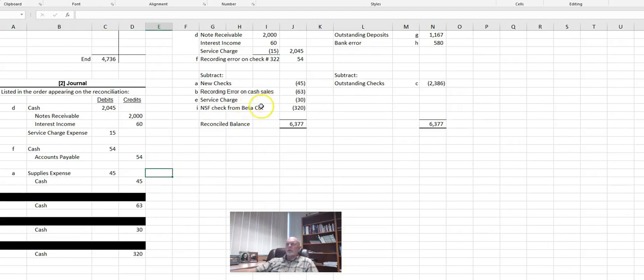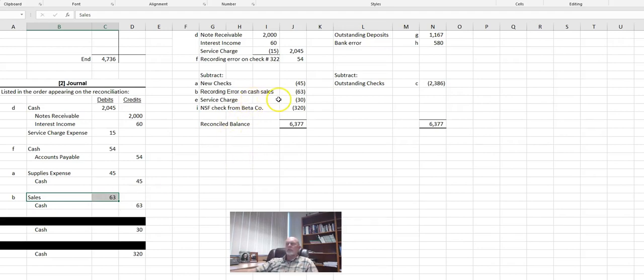Item B was a recording error on cash sales. Remember, we had recorded too much in cash, which means we also put too much into sales. So we need to reduce that. So we're going to debit the sales account. Now that looks really weird because sales, a revenue account, is always credited. So remember, what we're doing here is we're simply reducing the credit that we had mistakenly recorded before. So we're just correcting an error.